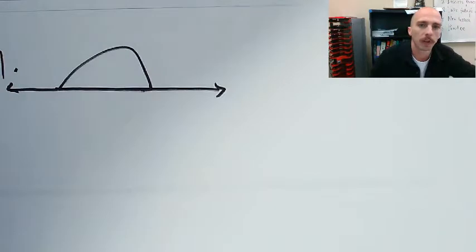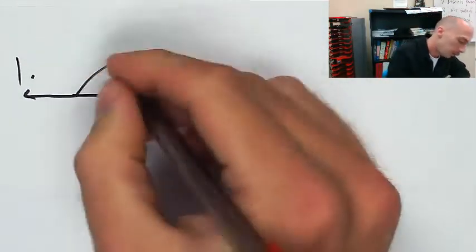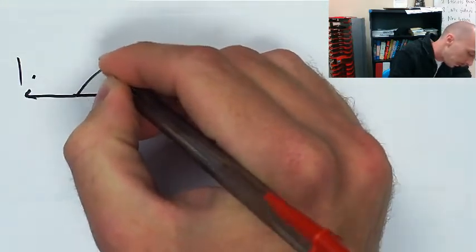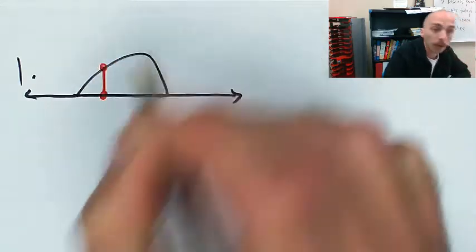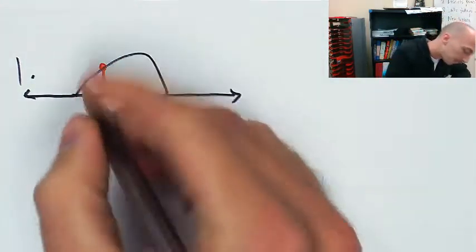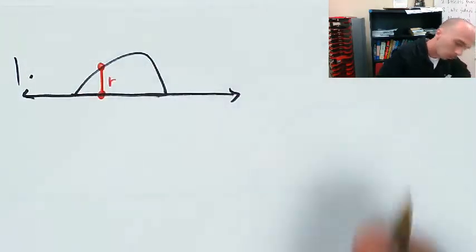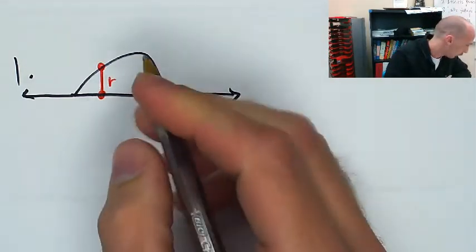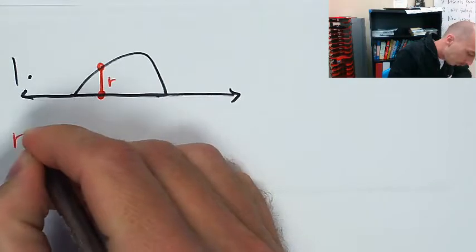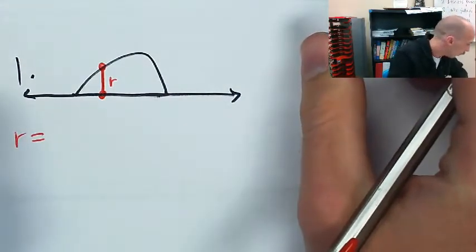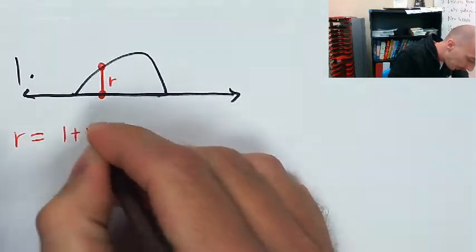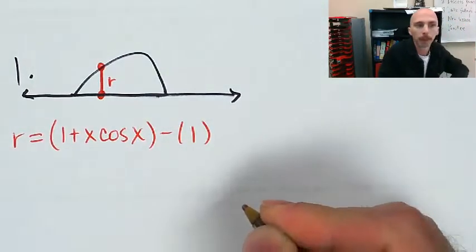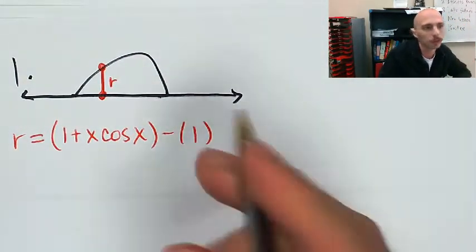I'm going to need a radius because I know that for disks, volume equals the integral of pi r squared dx or dy. So I need to draw my little representative rectangle so that I can figure out what the radius is. This is going to be my radius when I rotate around this horizontal line y equals 1, and I need to write down r in terms of x. So r is equal to top minus bottom. On top we have the curve, 1 plus x cosine x, and on bottom we have y equals 1. So 1 plus x cosine x minus 1 is just going to be x cosine x.